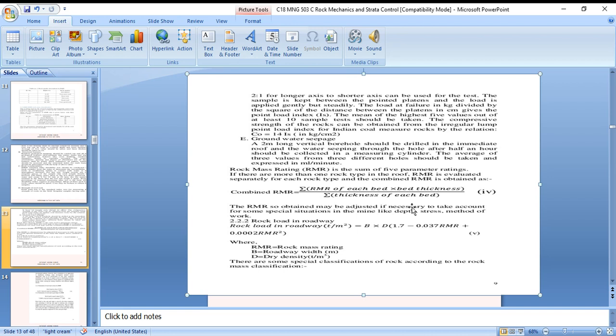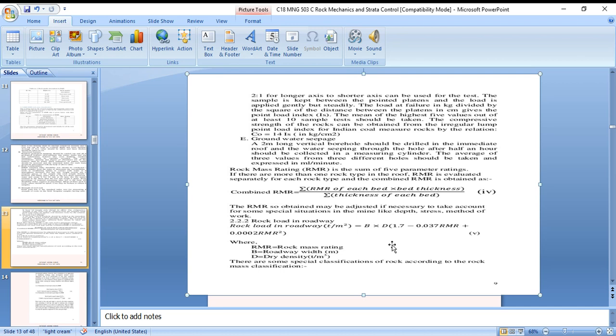The rock mass rating, RMR, is the sum of the five parameter ratings. If there is more than one rock type in the roof, the RMR is evaluated separately for each rock type and a combined RMR is obtained. The combined RMR is equal to the sum of the RMR of each bed times the thickness of each bed. The RMR obtained may be adjusted if necessary to account for special situations in the mine, like depth, stress, and method of working.